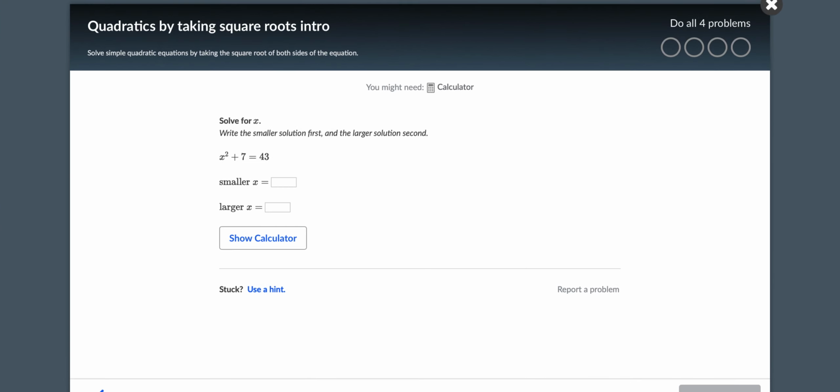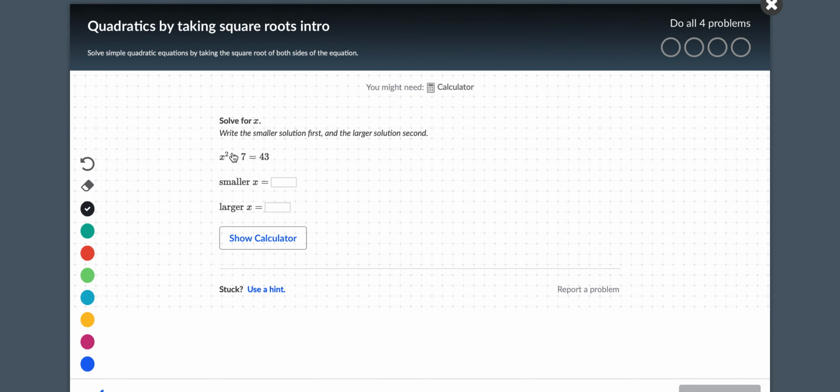Tutorial on how to solve quadratics by taking square roots. So we have this question here where we need to solve for x. Firstly, we just have to get the constant out of it. So we just subtract 7 from both sides. And that gives us x squared equals 36.